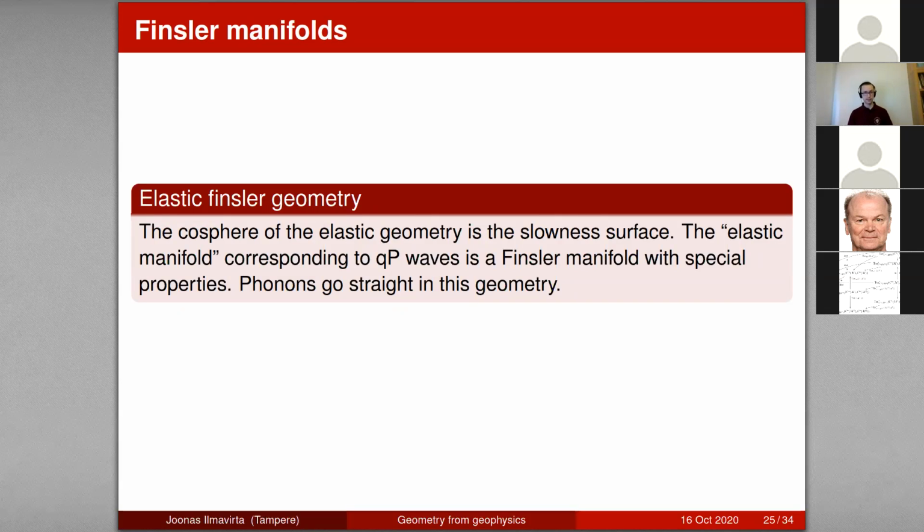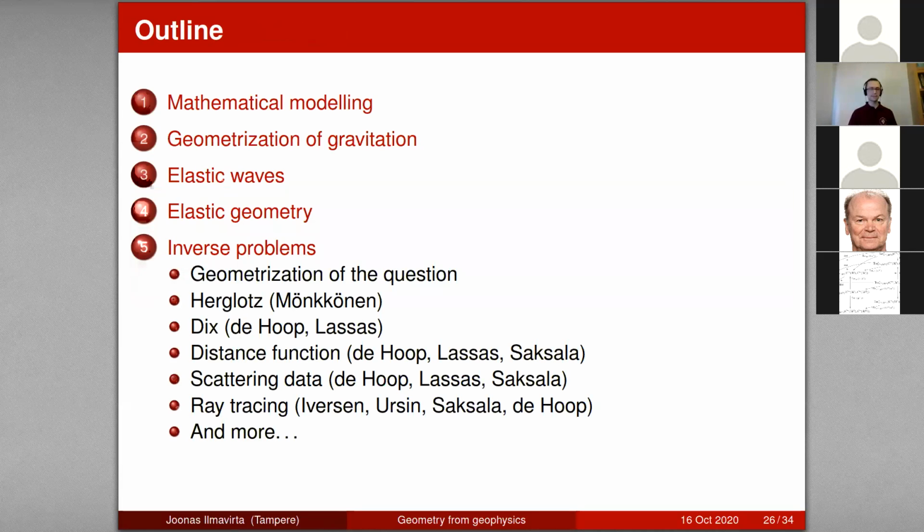Now, this so-called elastic manifold corresponding to these pressure waves is a Finsler manifold, and it has some additional properties, so it's not just Finsler, but something a little better. As I mentioned, there was this balance that a fully Finsler manifold is not exactly quite as good as the things that you get from elasticity. And to repeat, phonons go straight in this geometry. So this is the geometrical world that I've been living in for a while, and mostly for quasi-P waves. Shear waves are problematic, and I will not discuss them today.